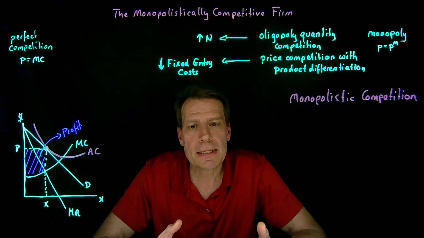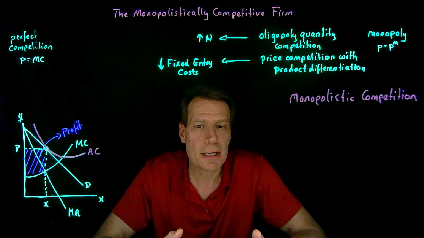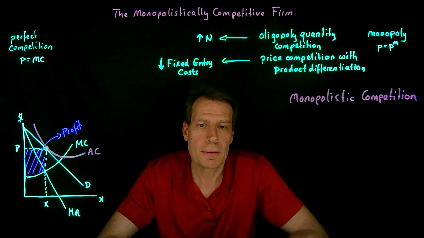So in a monopolistically competitive market, firms have come in as long as they could make a profit by coming in. They'll stop being able to make a profit by coming in once the picture looks like this.